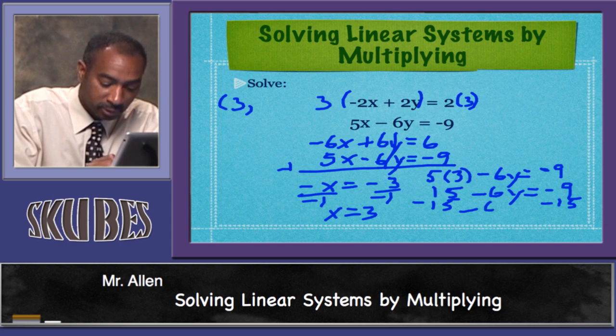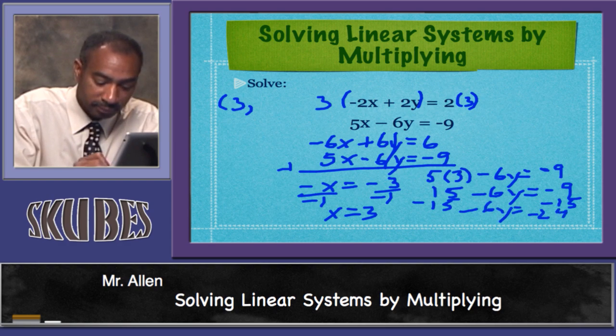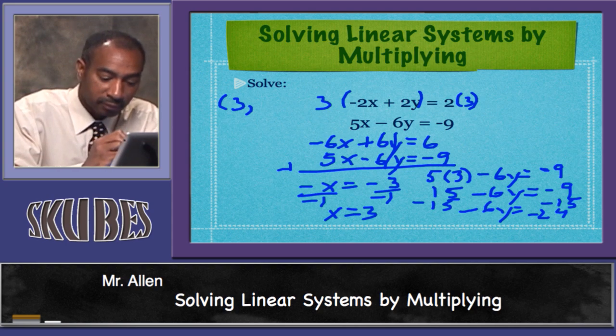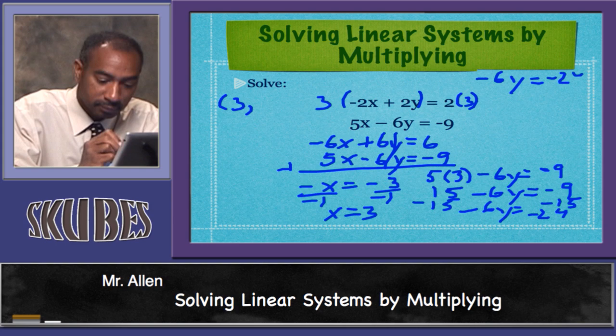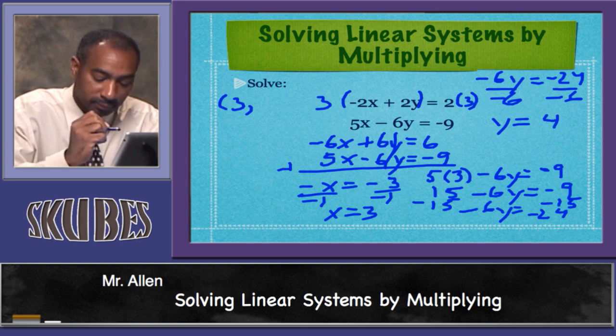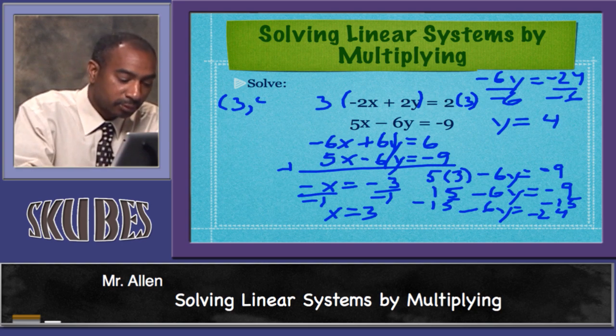I get negative 6y equals negative 24. If I divide by negative 6 on both sides, y is going to equal 4. So y is 4. It's the point of intersection.